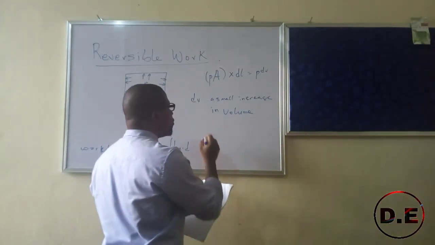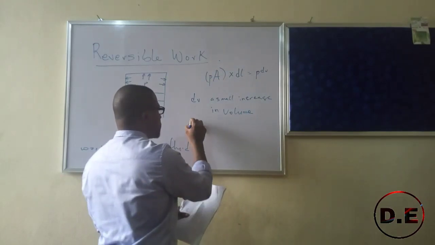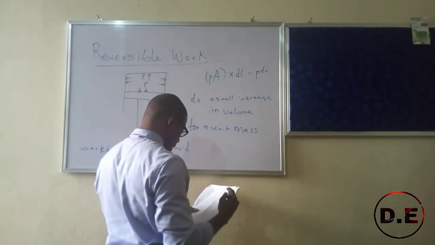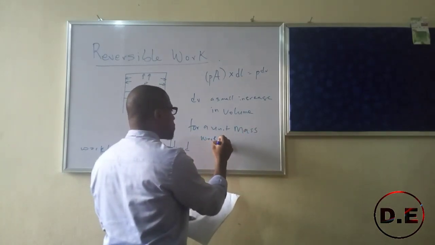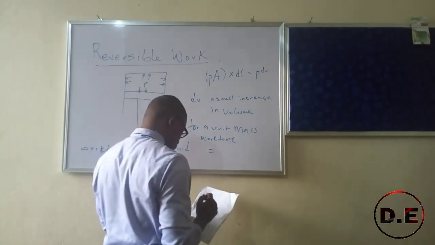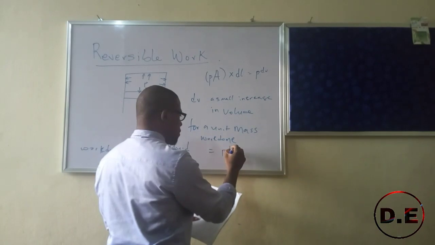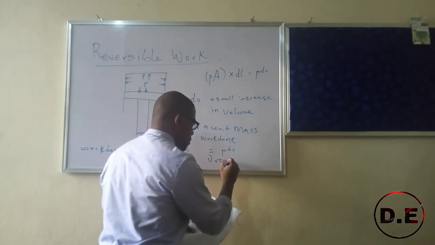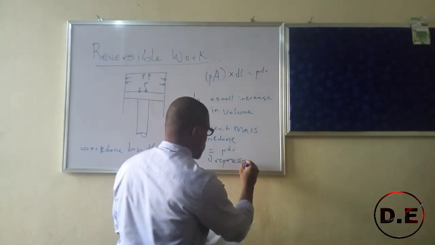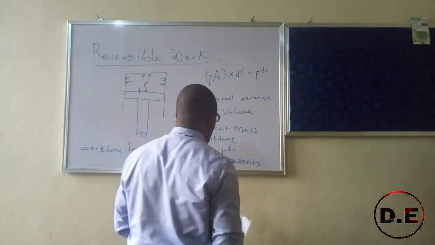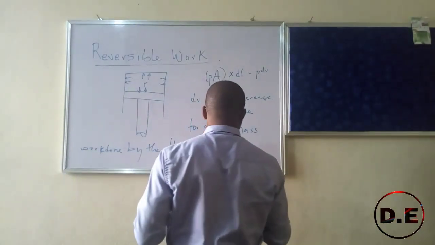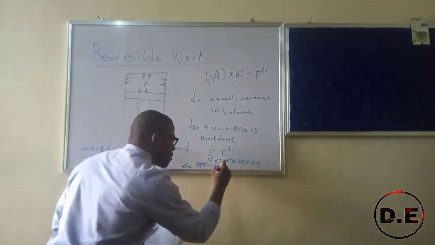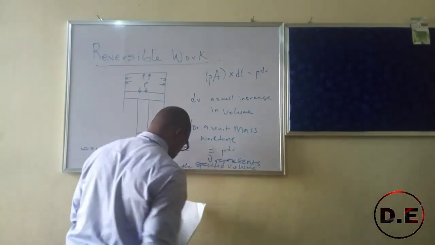Or if we write this setup for a unit mass, for a unit mass, we can write work done is equal to P times dV, where V represents the specific volume.